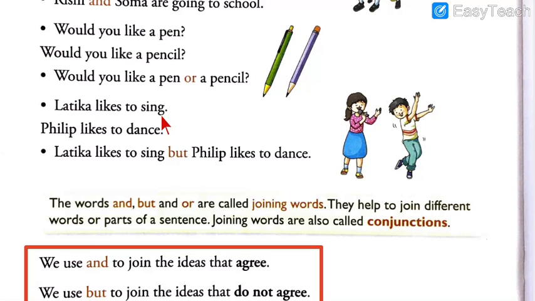Latika likes to sing. Philip likes to dance. Here the ideas are different, not the same. One is for singing, another is for dancing. So, Latika likes to sing, but Philip likes to dance. Can we join the sentences here, since singing is different and dance is different? Yes, we can join the sentences using a conjunction. The upper sentence and the lower sentence will remain as they are, just with the conjunction but added.